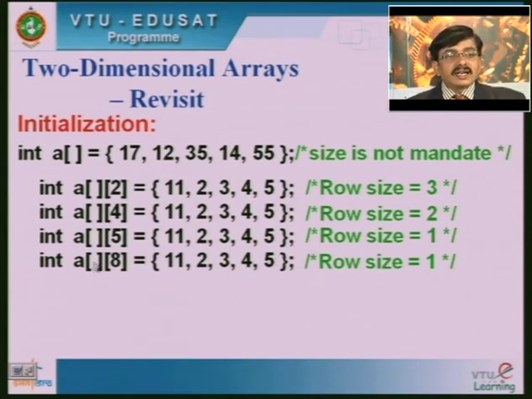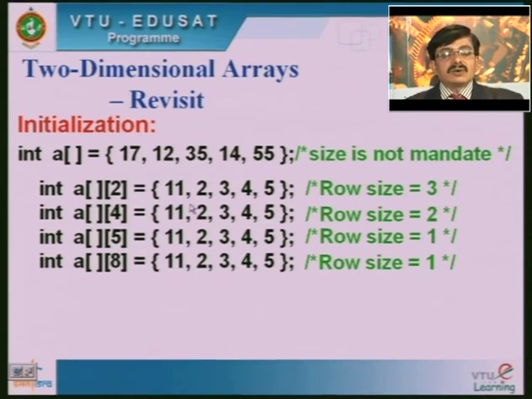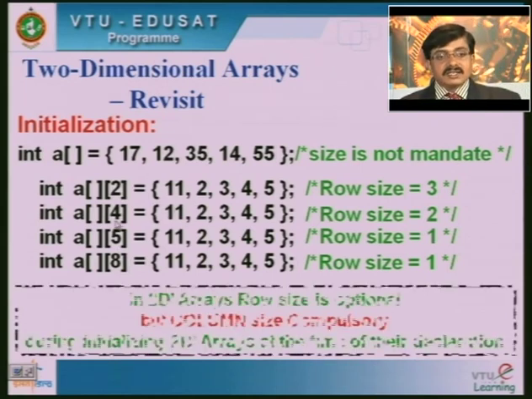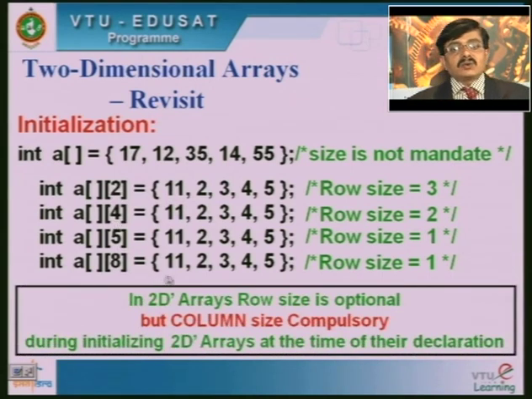So, we can conclude here that the row size may be omitted once you are initializing the 2-dimensional arrays at the time of the declaration, but the column size is compulsory. The column size is the guiding rule based on which we can conclude the row size of the 2-dimensional array. Thus we say that in 2-dimensional arrays the row size is optional, but the column size is compulsory.